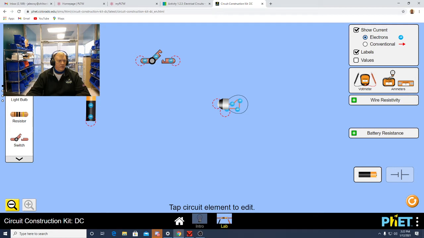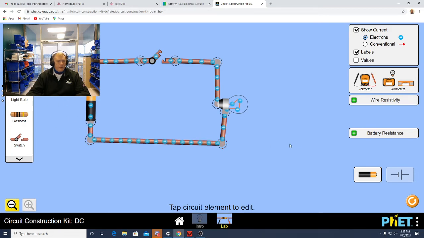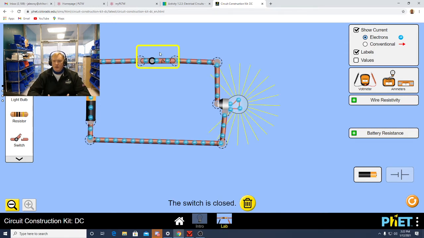Notice that when I get close to something, the wires will connect magnetically, and the wires will expand and contract to fit whatever design you have. I'm just piecing them together right now. When I finish the circuit and make everything connect up, if I throw the switch, the light comes on.